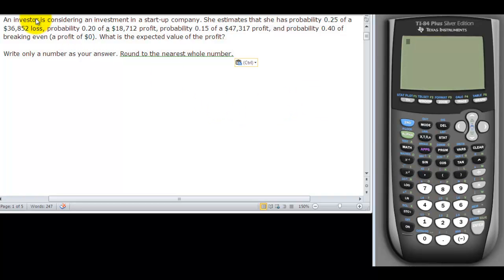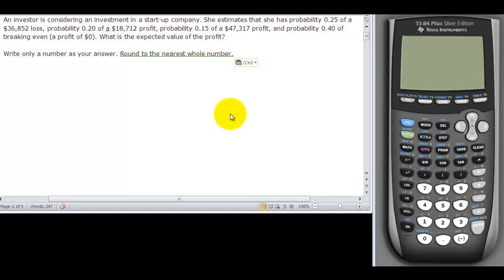In this problem, we have an investor who is considering an investment in a startup company. She estimates that she has probability 0.25 of a $36,852 loss, probability 0.2 of an $18,712 profit, probability 0.15 of a $47,317 profit, and probability 0.4 of breaking even. That's a profit of 0. What is the expected value of the profit? And write only a number as your answer and round to the nearest whole number.